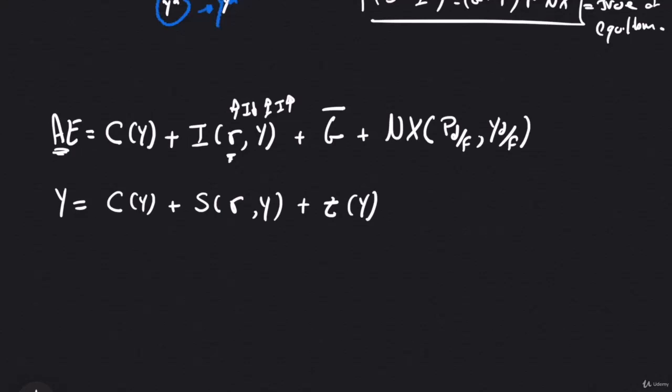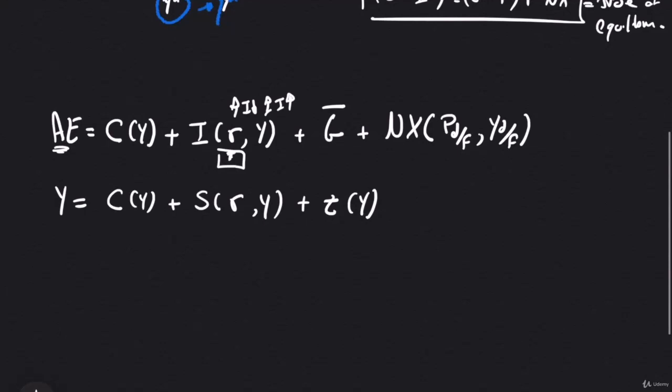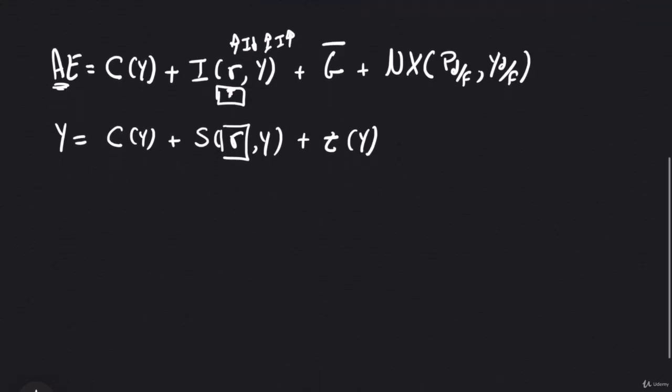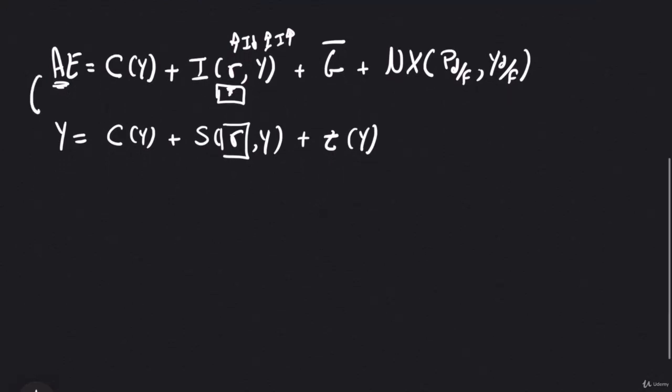And T times Y will be capital T. So in my function now, I want you to think about this: my aggregate expenditure function can also be thought of in terms of R, and my aggregate income can also be thought of in terms of R. So what happens in my equilibrium? Only in a state of equilibrium are these two equal to one another.